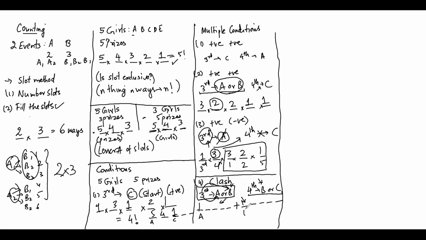Here the third prize goes to girl B. Now, if the third prize goes to girl A, then the fourth prize only has two options left, because it can go to B or C. But if the third prize goes to girl B, then the fourth prize has one option left, because B has already taken the third prize. B cannot get the fourth prize. And then essentially it is 3, 2, 1 and 3, 2, 1.